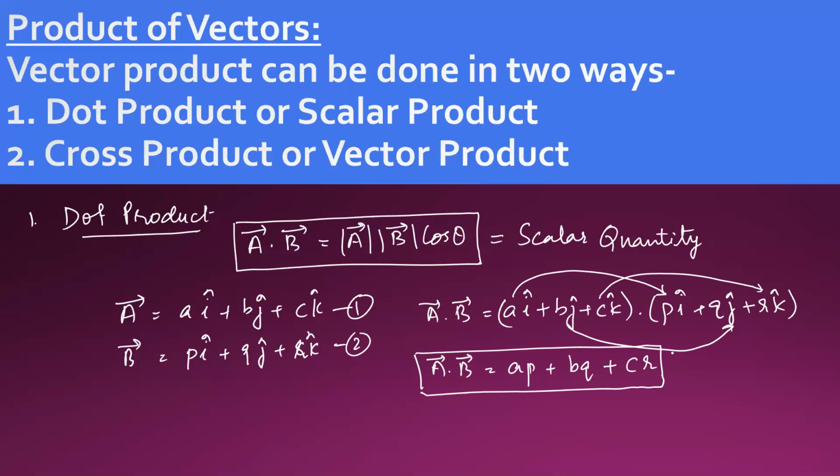Always remember that i will be multiplied with i, j will be multiplied with j, and k will be multiplied with k. You can ask me why we cannot multiply i vector with j vector or j vector with k vector. The reason is that i cap, j cap, and k cap, all these three are perpendicular to each other.